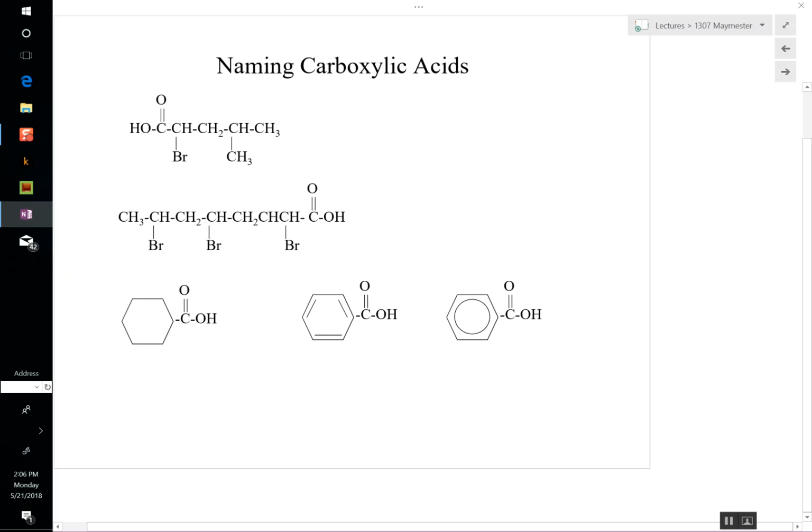All right, let's name a couple of these. Don't worry about the bottom one. Well, yeah, we'll try it. Name these two top ones. I'll take volunteers who want to holler out the name.